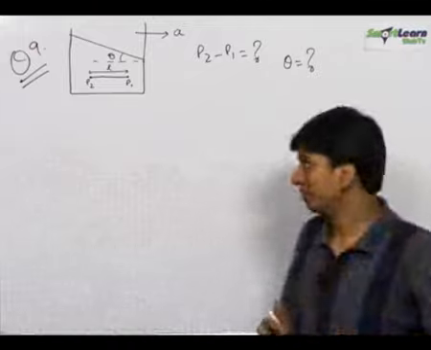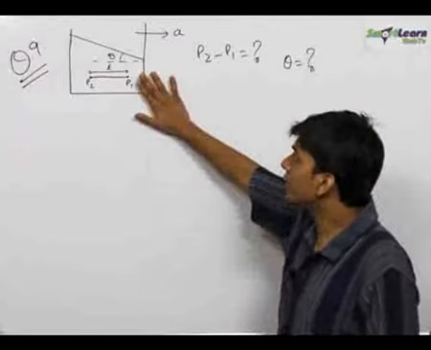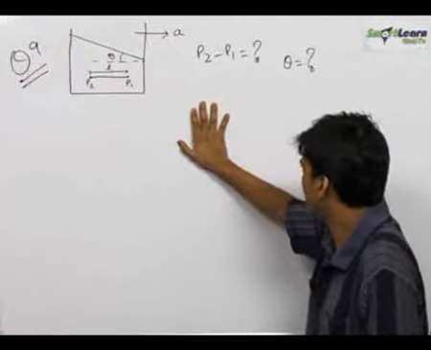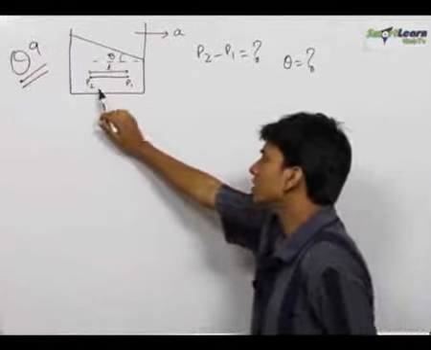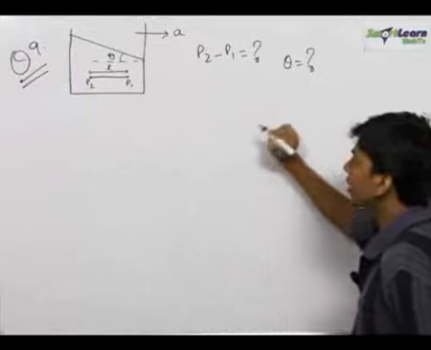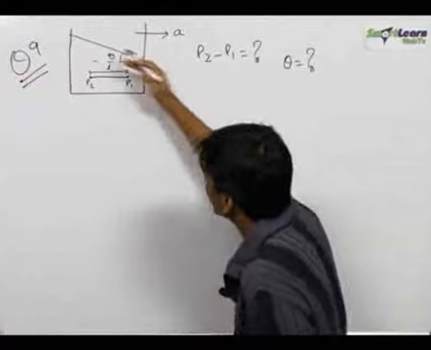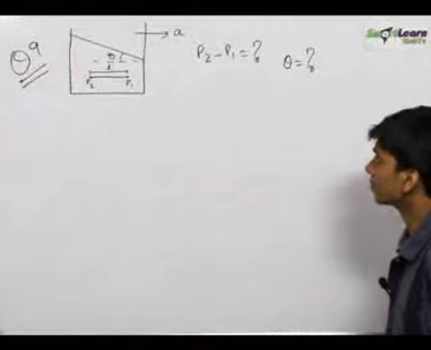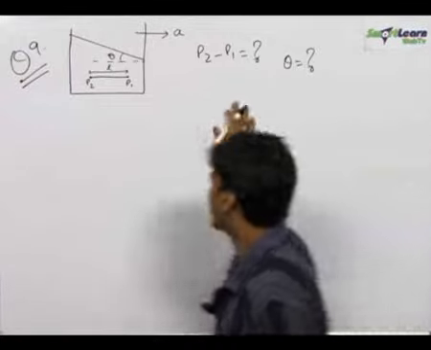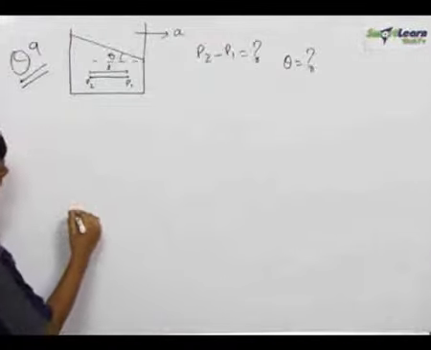Here's an important question. We have this liquid of water in a jar which is accelerating in the right direction with an acceleration a. We need to find out the difference in pressures at P2 and P1, and we also need to find out this angle of inclination of this water surface, that is theta. So for solving this question, we first let us try to find out theta.